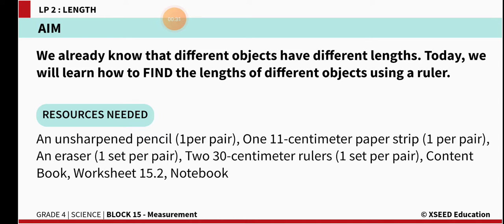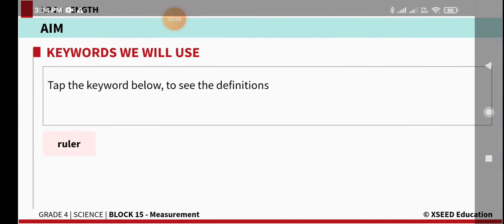You need an unsharpened pencil, one 11 centimeters paper strip, an eraser, two 30 centimeters rulers, content book, workbook, and your notebook. These are the things you need for doing your activity.